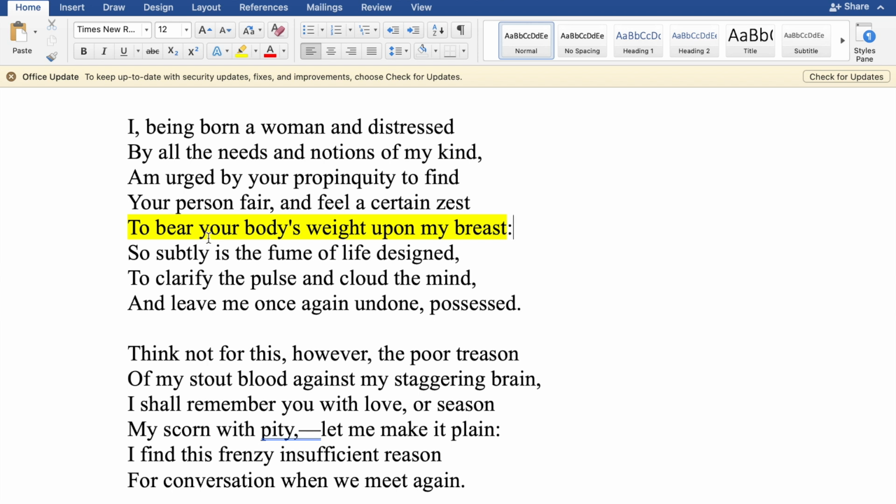So this is a poem about female desire from a female perspective, written by a woman, not a man. It's not some man's version of what female desire might be. But anyway, the poem continues.